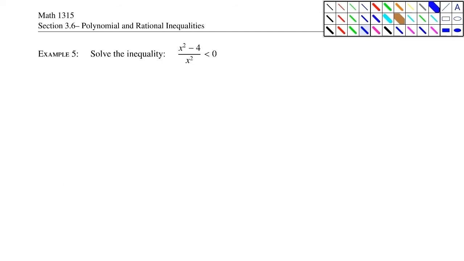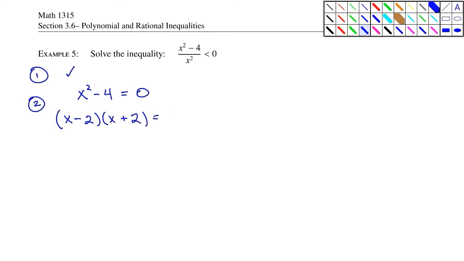In example 5, we want to solve this inequality. x squared minus 4 over x squared is less than 0. So step 1 is to make sure everything is on one side with a 0 on the other. Number 2, let's find the zeros of x squared minus 4 by setting the numerator of the rational function equal to 0. This factors as x minus 2 and x plus 2 equals 0, giving us x equals 2 and x equals negative 2.